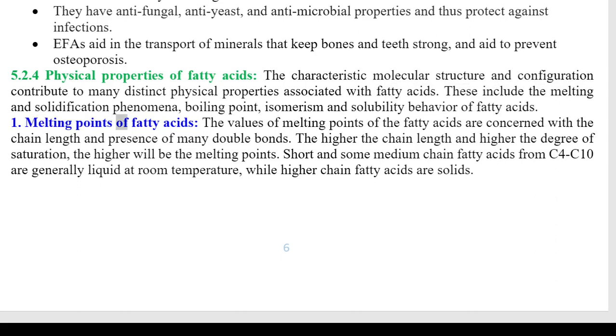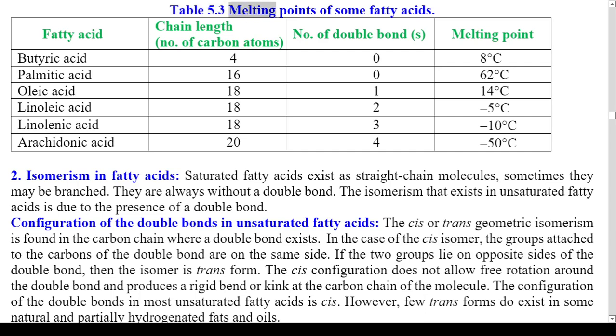1. Melting points of fatty acids. The values of melting points of the fatty acids are concerned with the chain length and presence of many double bonds. The higher the chain length and higher the degree of saturation, the higher will be the melting points. Short and some medium chain fatty acids from C4-C10 are generally liquid at room temperature, while higher chain fatty acids are solids. Table 5.3 Melting points of some fatty acids.